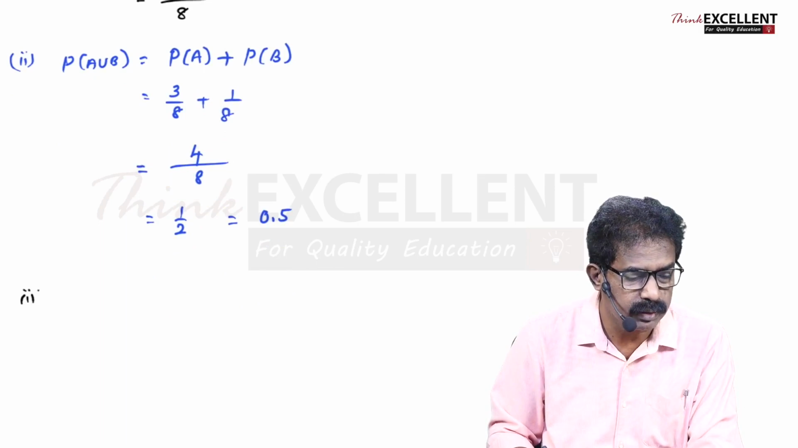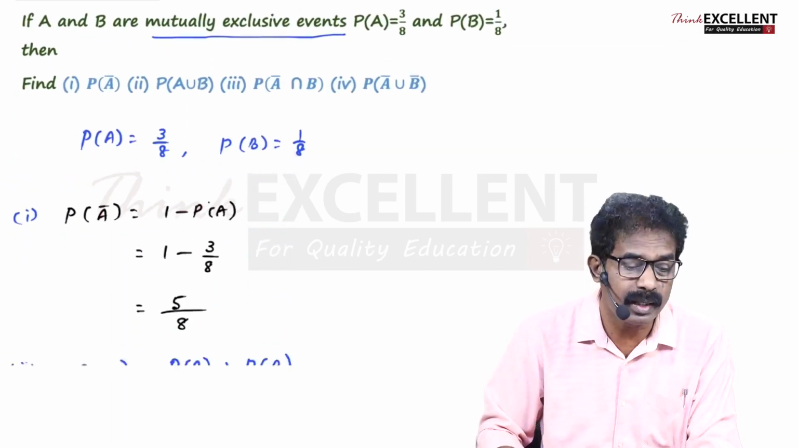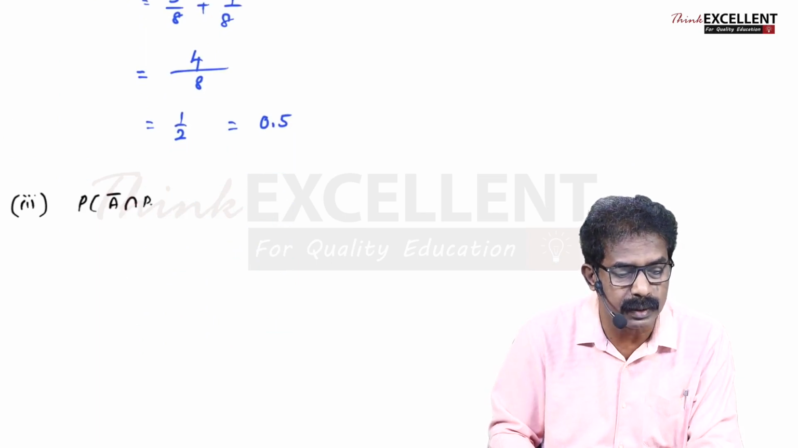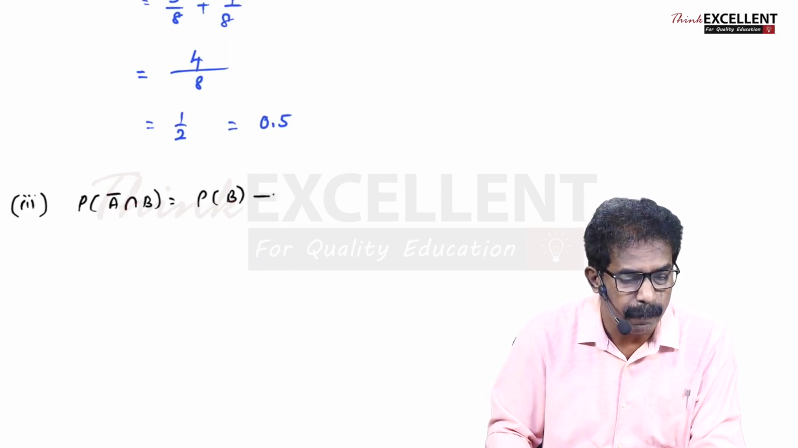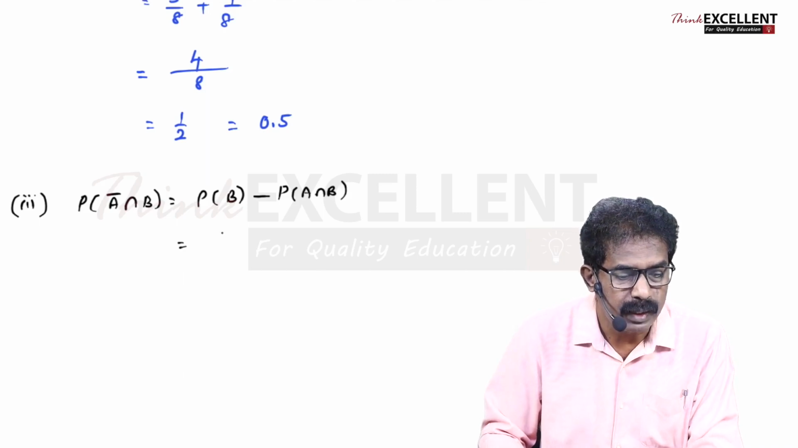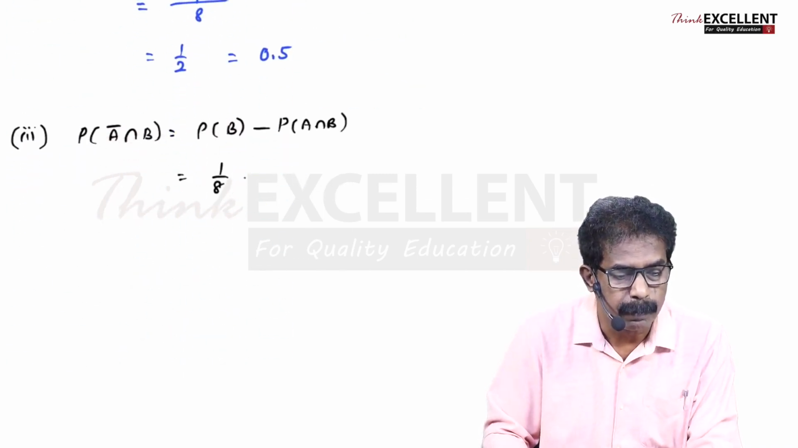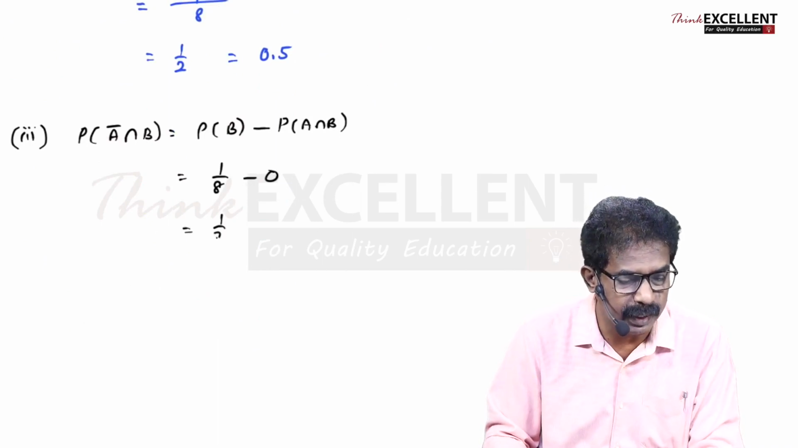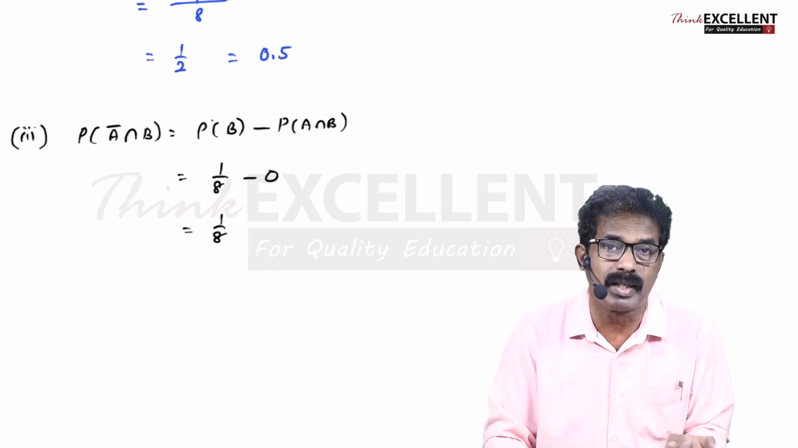And see the third subdivision. The third question is P of A bar intersection B. That is only B, meaning, right? So you can write it as P of B minus P of A intersection B. P of B is 1 by 8. P of A intersection B is what? 0 because they are mutually exclusive. So your answer is 1 by 8 only. So P of A bar intersection B can be written as P of B itself when A and B are mutually exclusive.